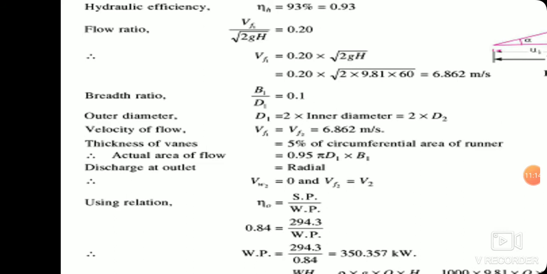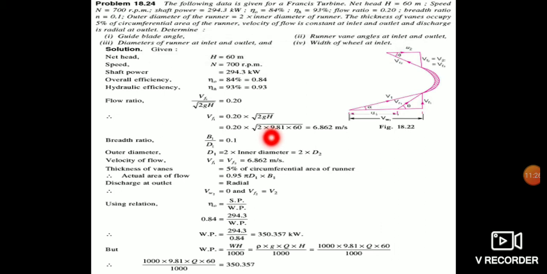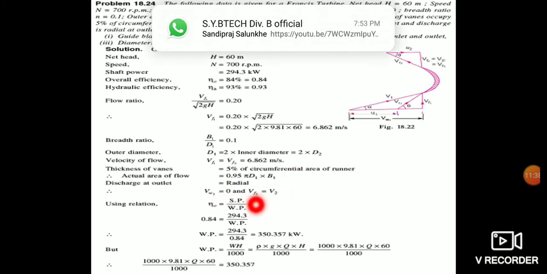So we have calculated VF1 is equal to 0.2 into root 2gH, which gives 6.862, the value of VF1, and it is also equal to VF2. And discharge is radial at outlet means VW2 is equal to 0. Here the condition is given, and V2 is equal to VF2.